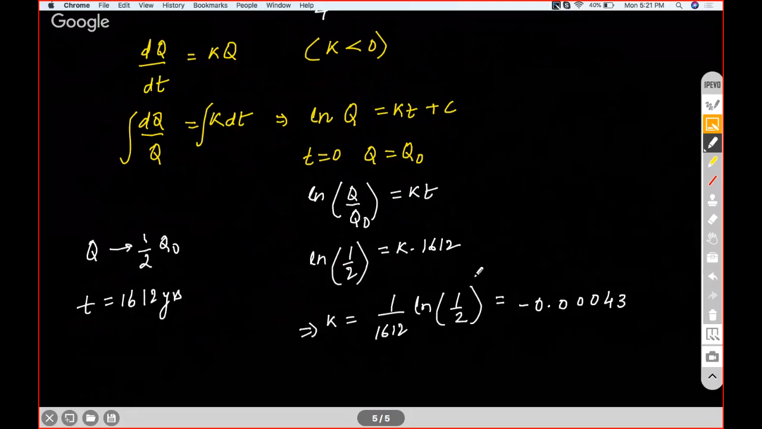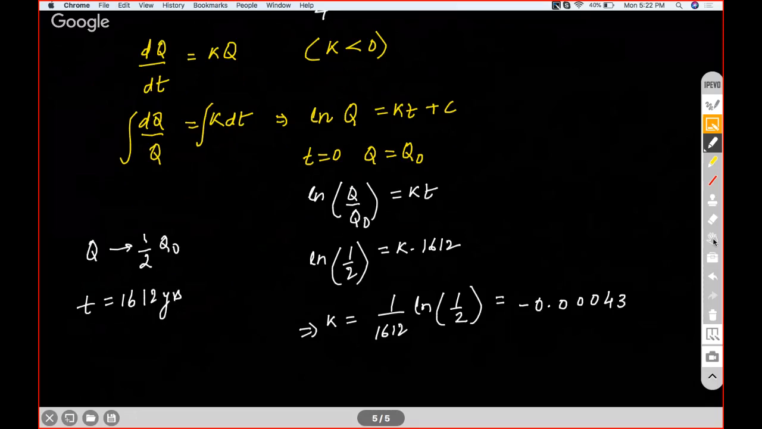Ellen, did you take log to the base e only, right? Yeah, I took ln 0.5. Okay, let me just check. 4.17 into 10 raised to the power of minus 4. Sorry, divided by 1612. Yeah, it's 0.00042999. Yeah, 10 raised to the power of minus 4.